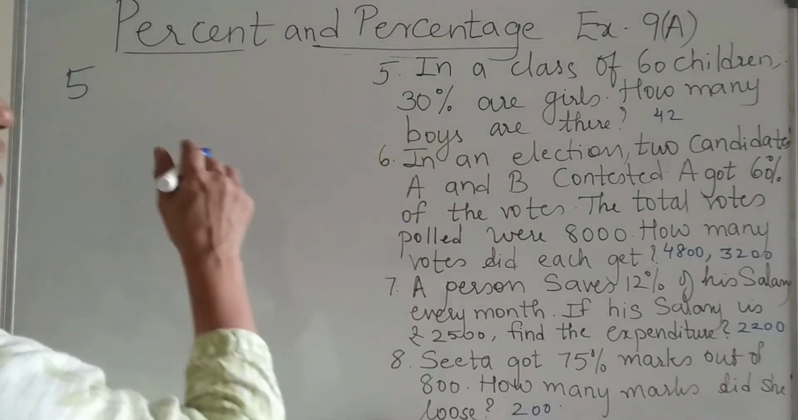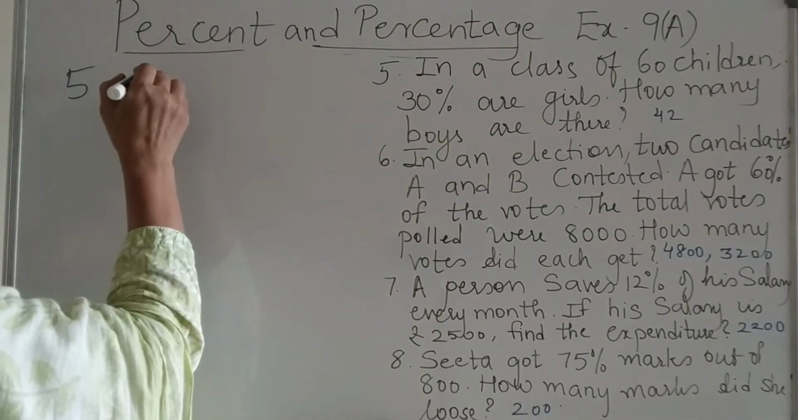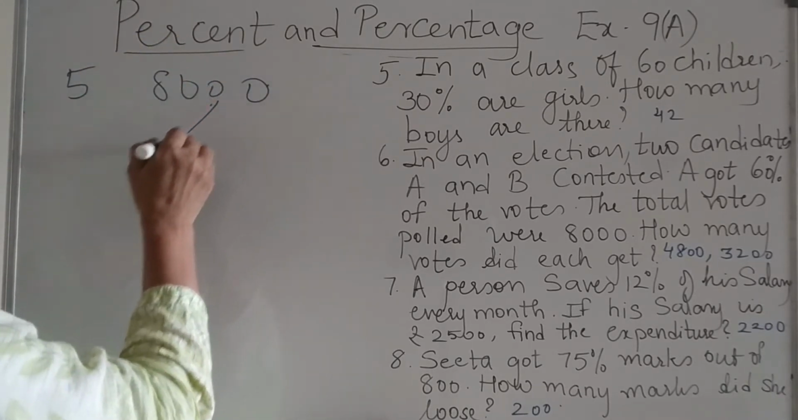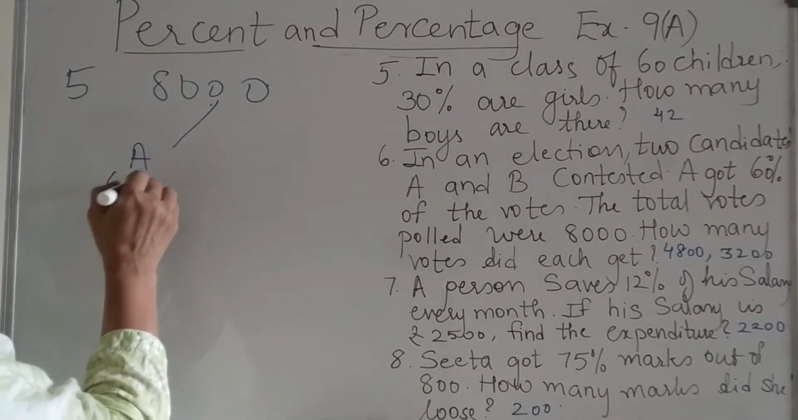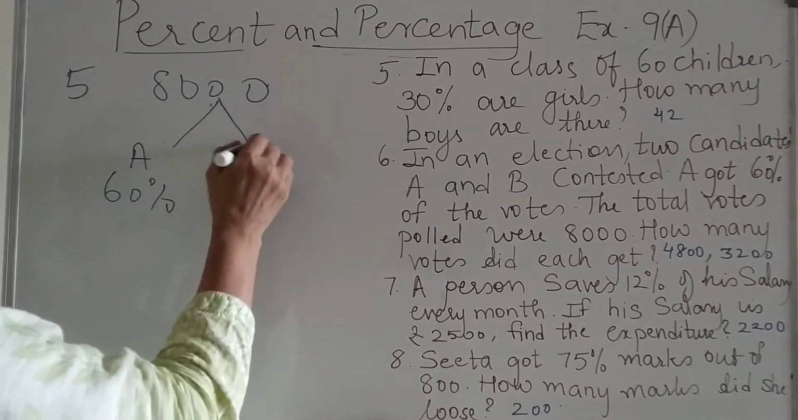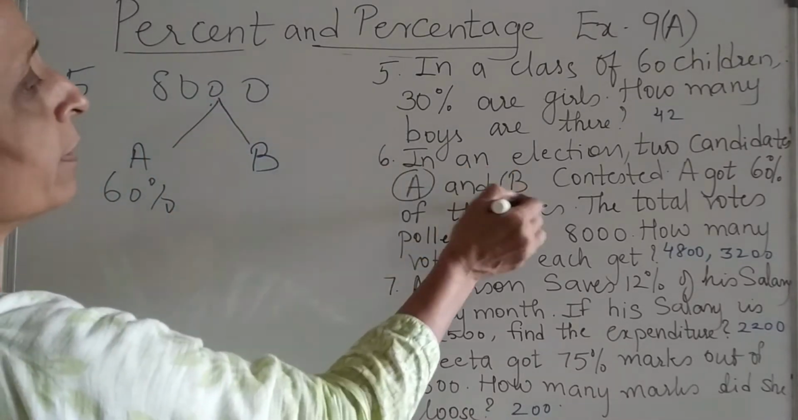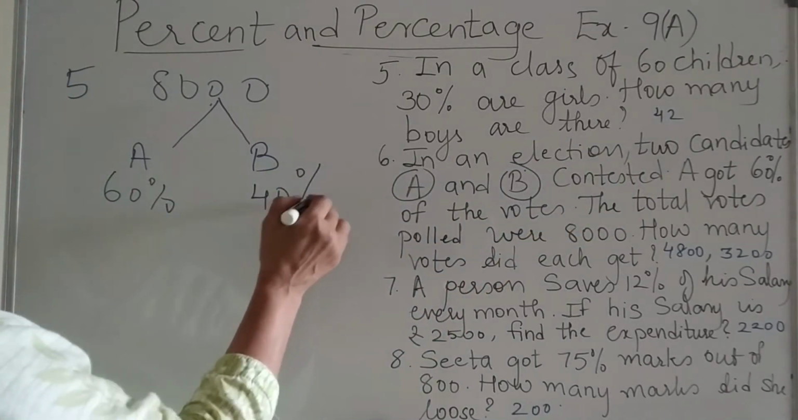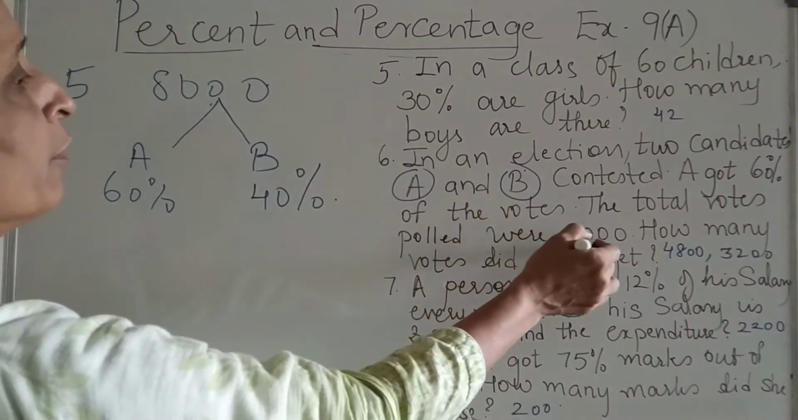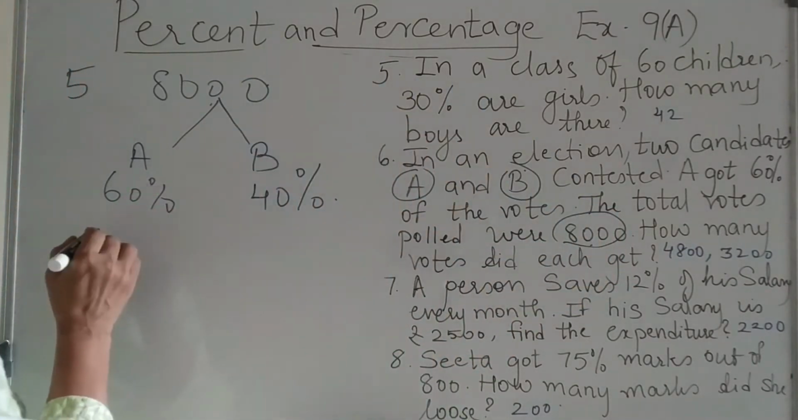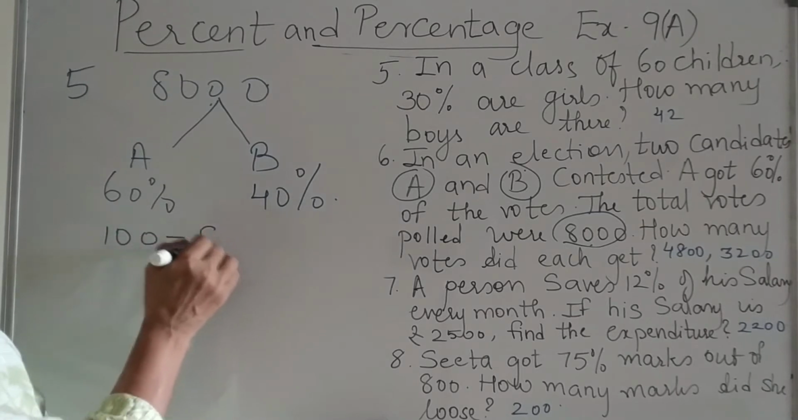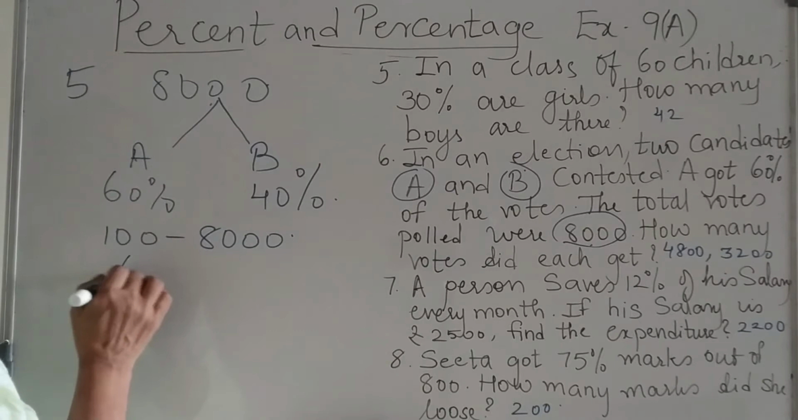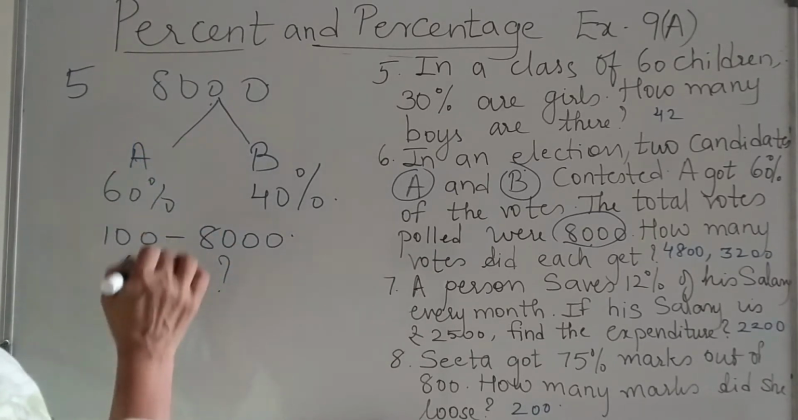Now A got 60%. Total is 8,000. So A is getting 60% and B is getting, only two people are there, A and B. So A is getting 60%. Naturally B will get 40%. Now you have to find out of 8,000, 100% is 8,000. Now A got 60%.